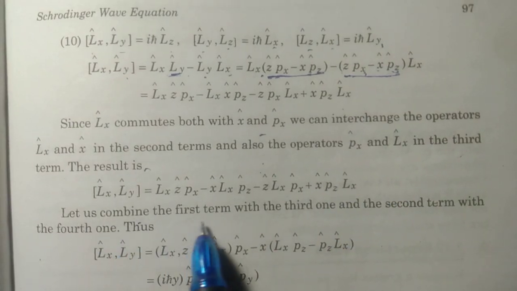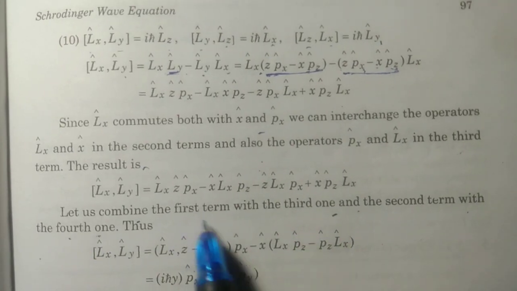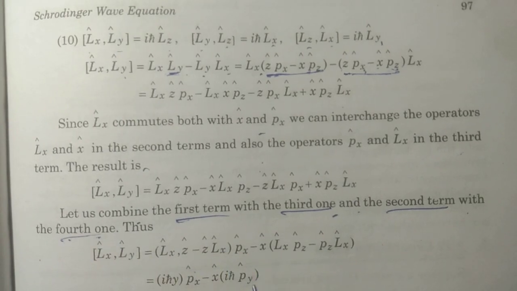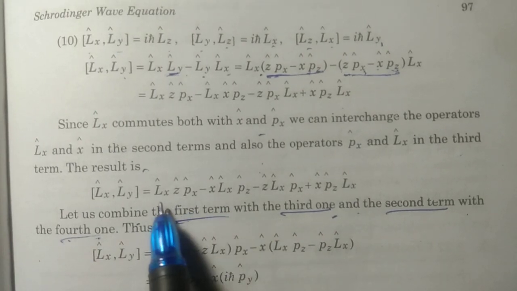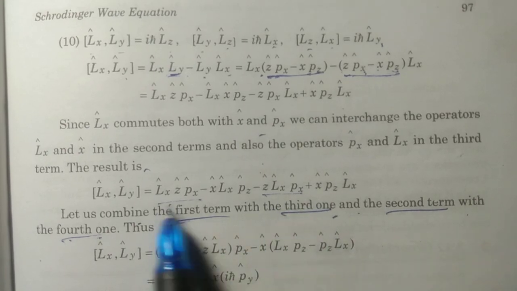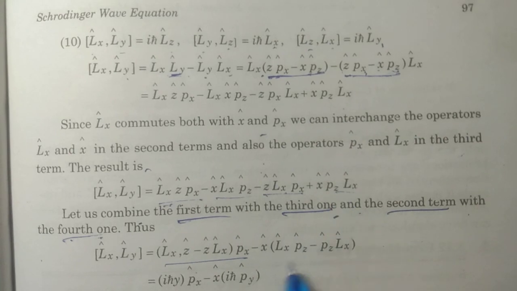Now let us combine the first term with the third one and the second term with the fourth one. So first with third and the second with fourth. This is the first term, this is the third term. This will give this relation and the second and the fourth gives this relation.